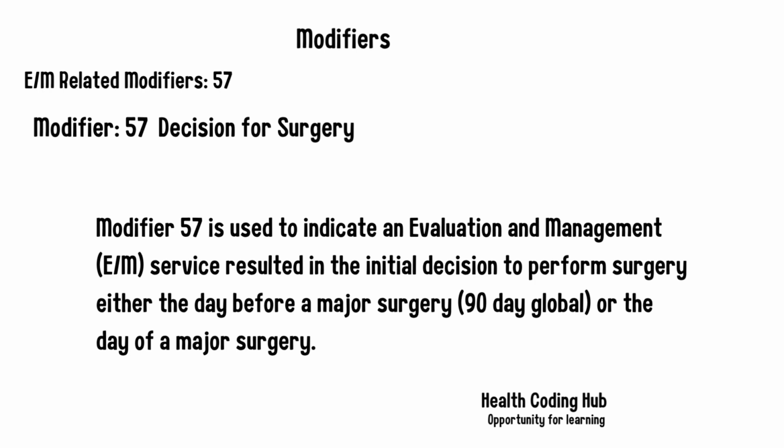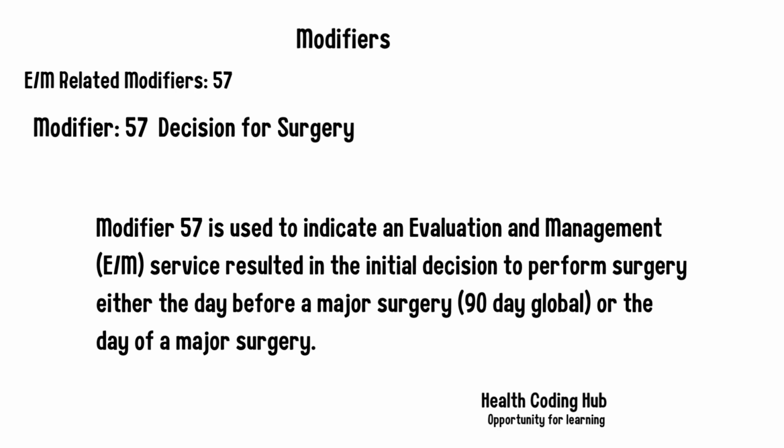Dear friends, keep in mind modifier 57 should be appended only to E&M related CPT codes, not the procedure codes. The description of modifier 57 is decision for surgery. Modifier 57 is used to indicate an evaluation and management service resulted in the initial decision to perform surgery, either the day before a major surgery or the day of major surgery.